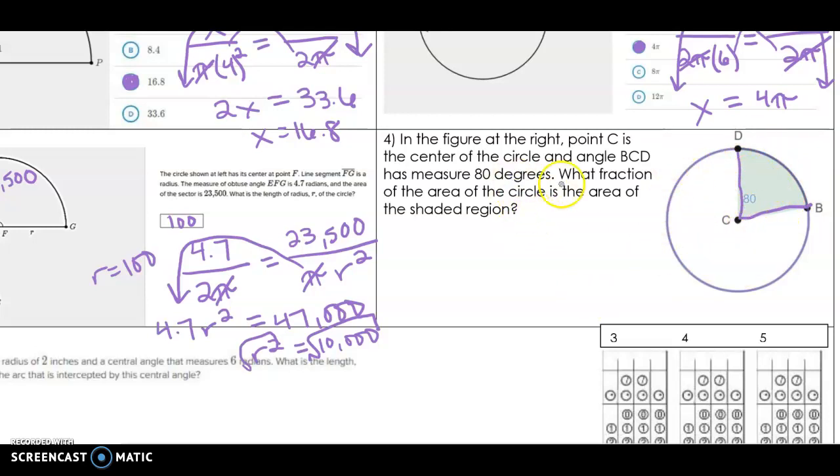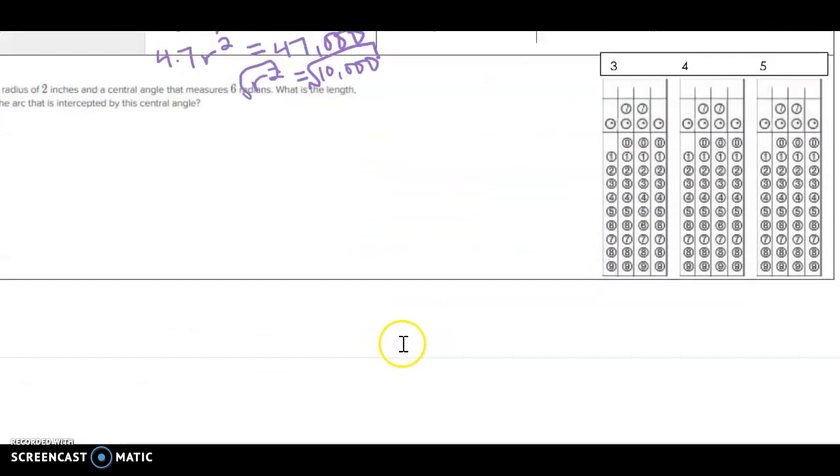And so really what it's looking for is, okay, what proportion is 80 degrees out of 360 degrees, which is the degrees in an entire revolution around a circle. Those zeros cancel out. 8 over 36, that reduces to what, 2 over 9? There you go. 2/9 is that proportion. Or fraction, excuse me.